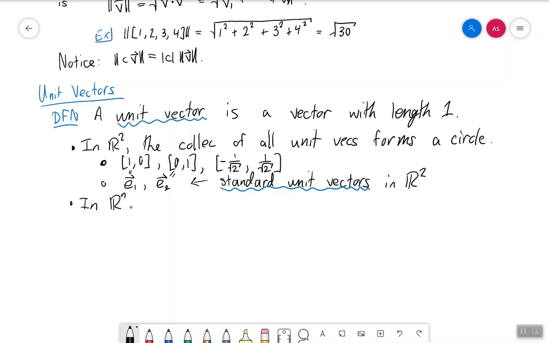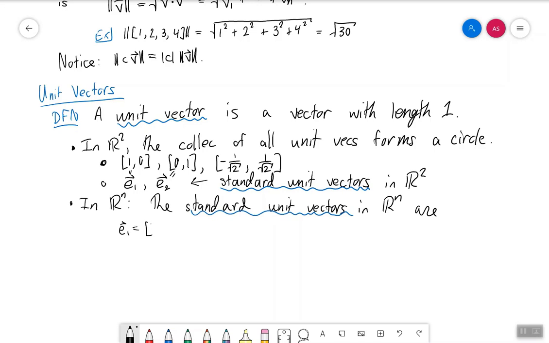We have standard unit vectors in Rn. So the standard unit vectors in Rn are the vectors E1 equals (1, 0, 0, dot, dot, dot), E2 equals (0, 1, 0, dot, dot, dot), E3 equals (0, 0, 1, dot, dot, dot), and so on.